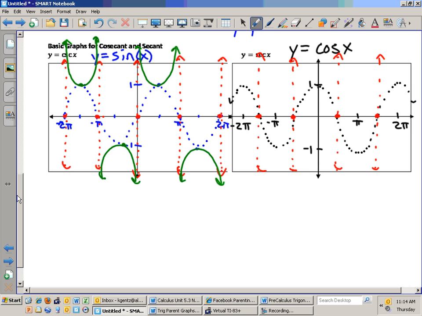And once I've done that, where do my secant and cosine graphs touch? At the maxes and at the mins. What do you think of that? You get it? Let's try some harder ones.